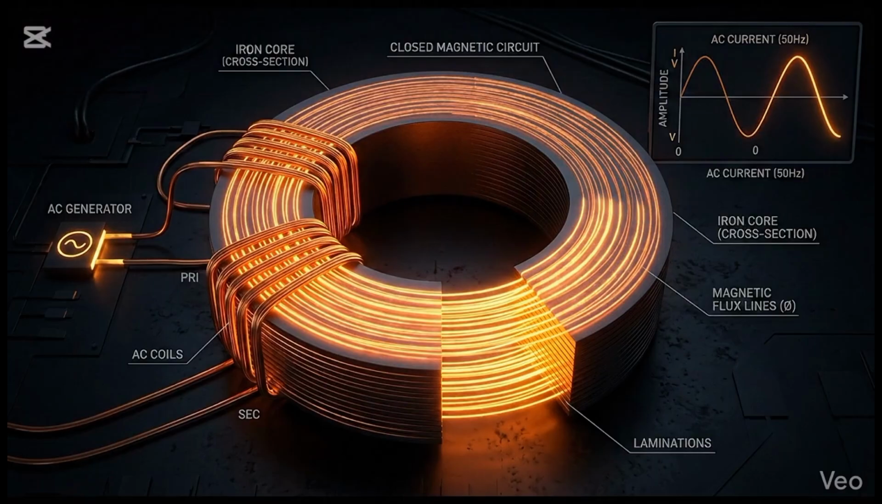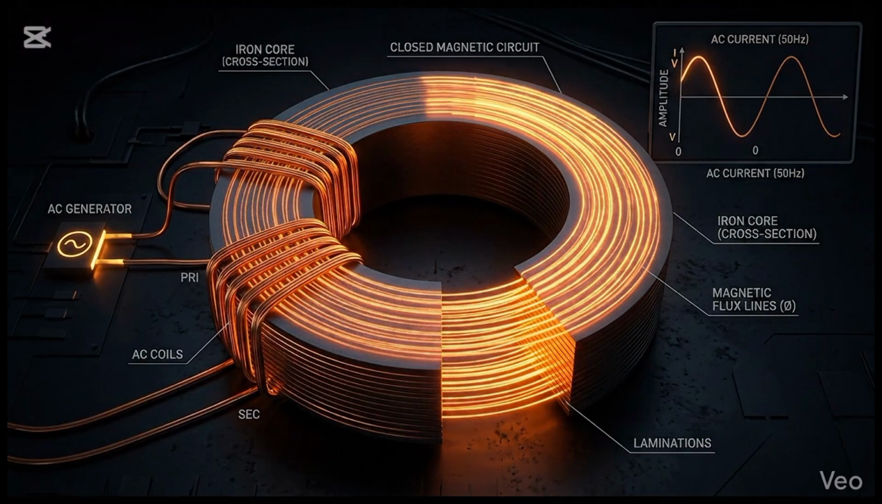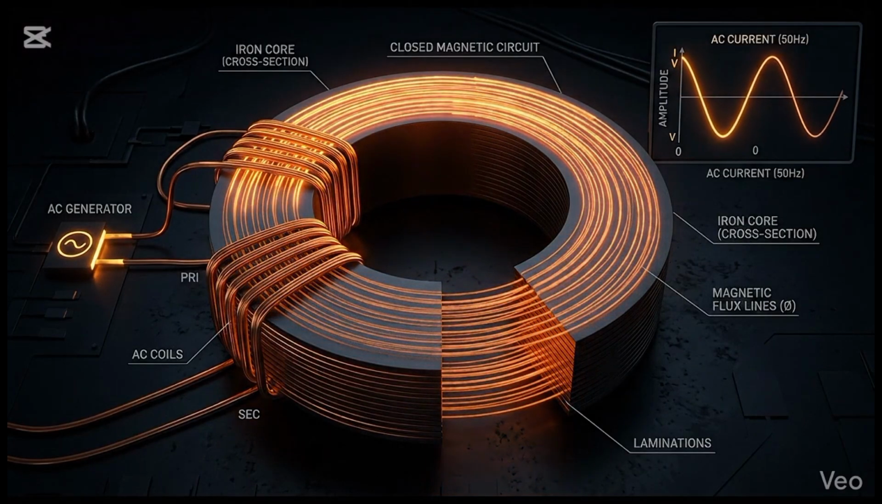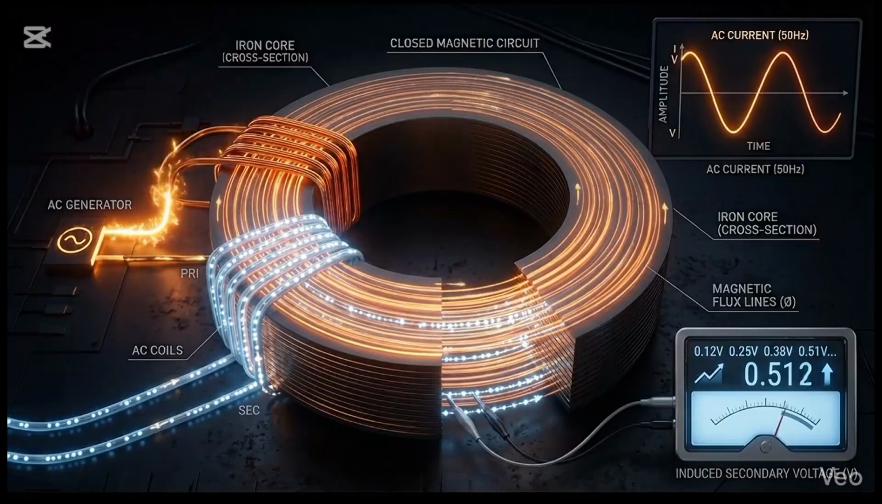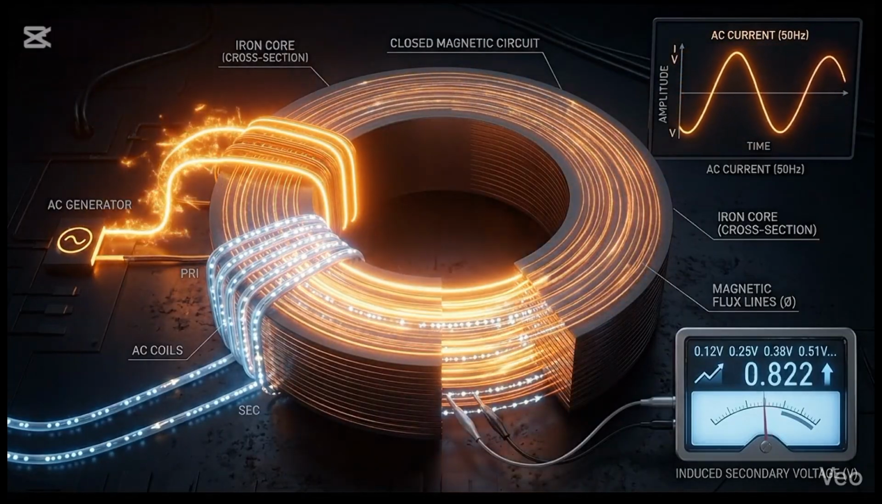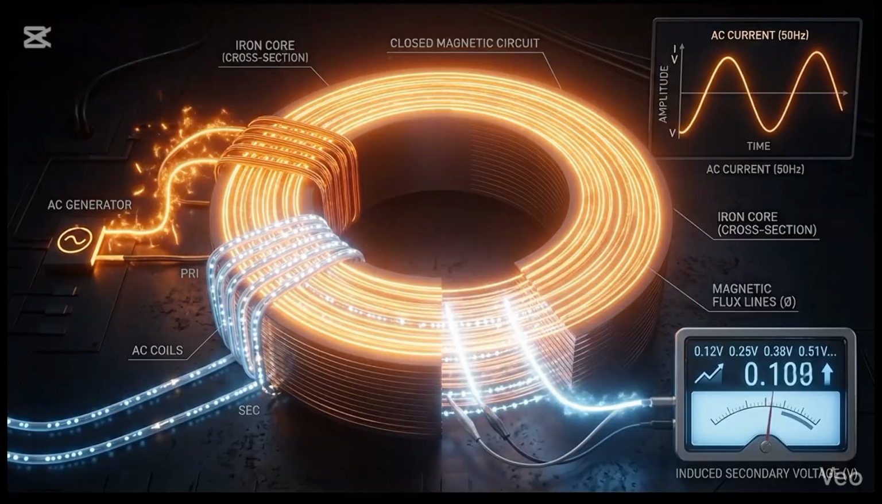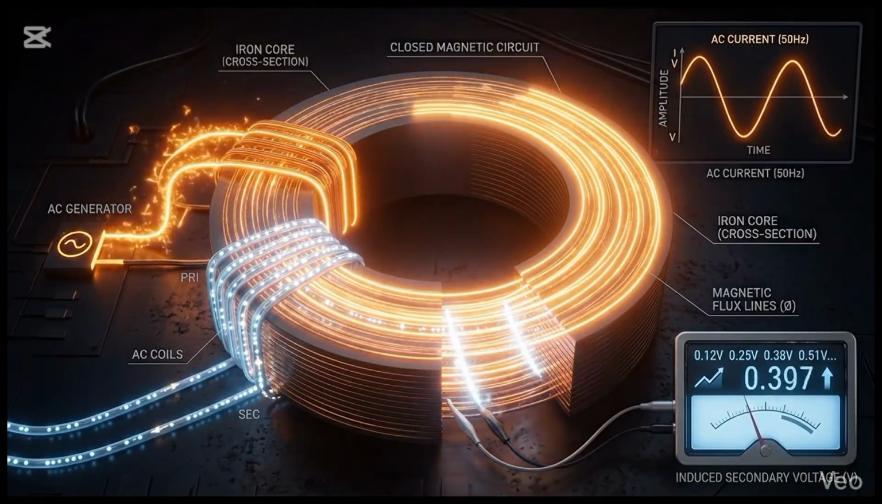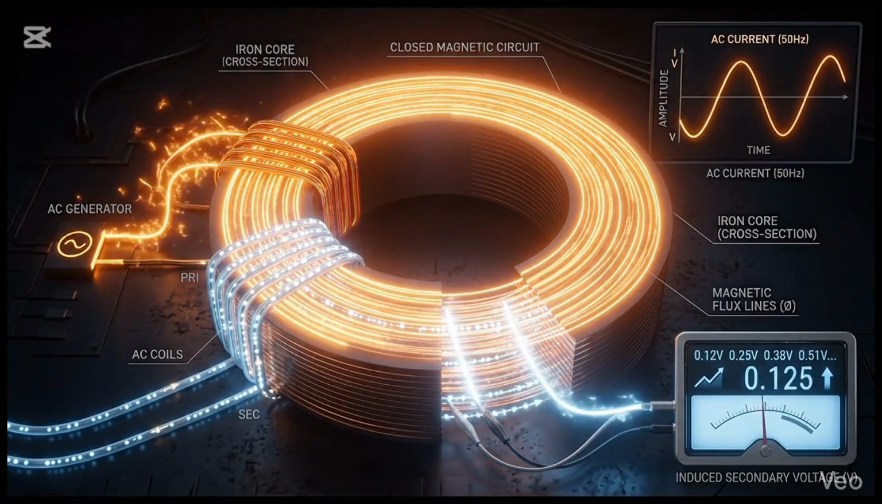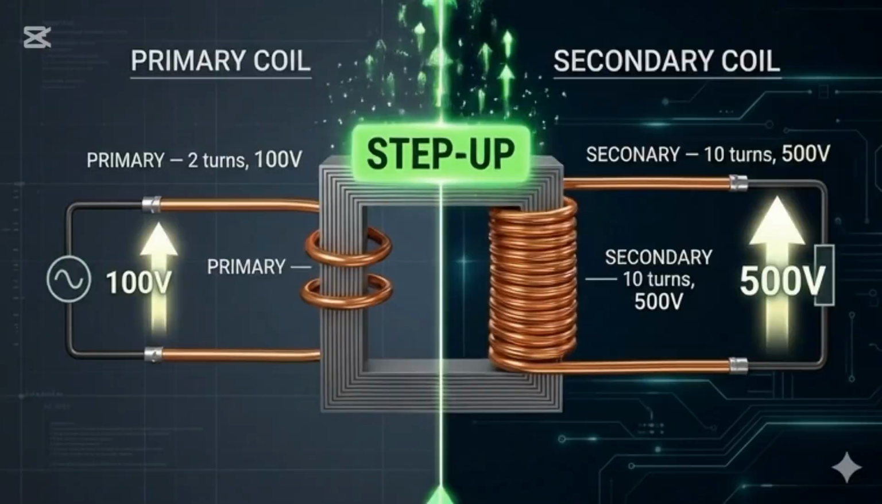AC in the primary coil creates a changing magnetic flux. The iron core concentrates and channels this flux to the secondary coil. The changing flux through the secondary coil induces a voltage. This is electromagnetic induction, delivering power to the output.